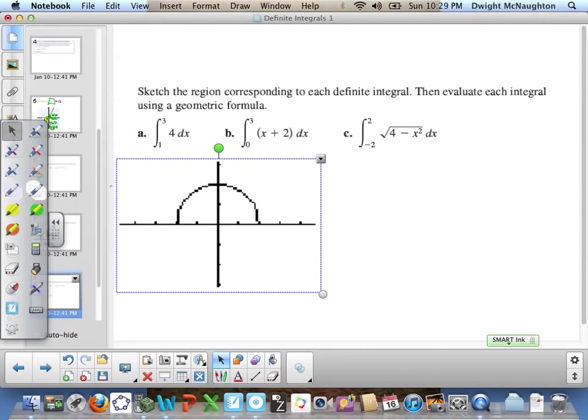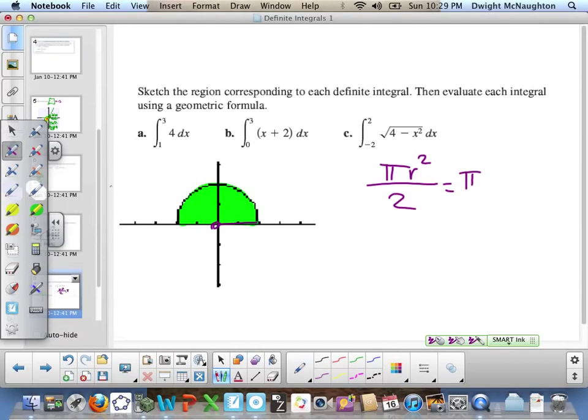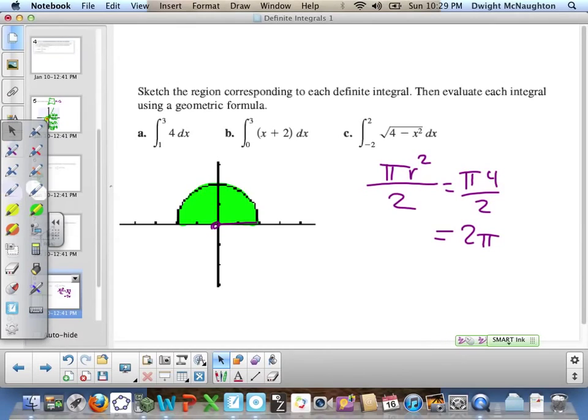So to find the area underneath that graph, what shape is that? It's a semicircle. We're going to need the area of a circle, which is pi r squared, but since it's a semicircle, we'll cut it in half. What is the radius here? From the middle to the edge, it's 2. So this will be pi times 2 squared, which is 4, over 2, which simplifies to 2 pi. And if you want to go to 6.28, that's fine.